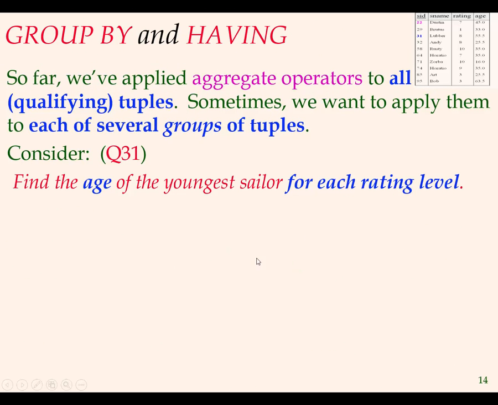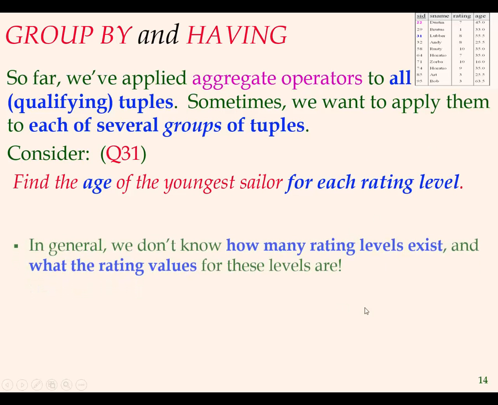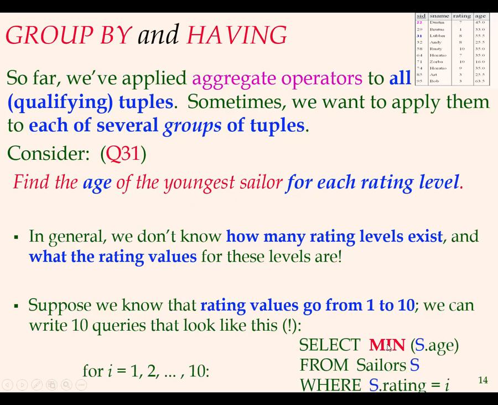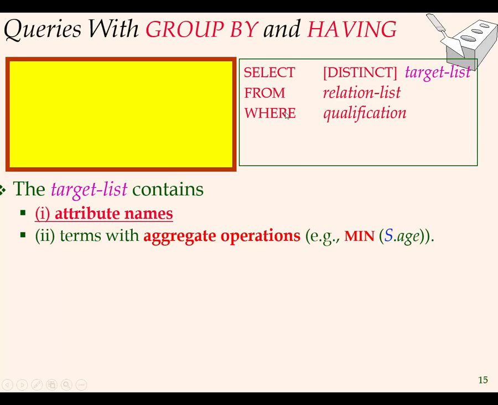So we apply aggregate operators to all the qualifying tuples. But what if I want to create groups? For example, if I want to find the age of the youngest sailor for each rating level, possible from 1 to 10. Again, that's cumbersome to do. You maybe go in a for loop, from rating 1 all the way to 10, and find the age of the youngest for each. But that's cumbersome. So these are the two more constructs we introduce.